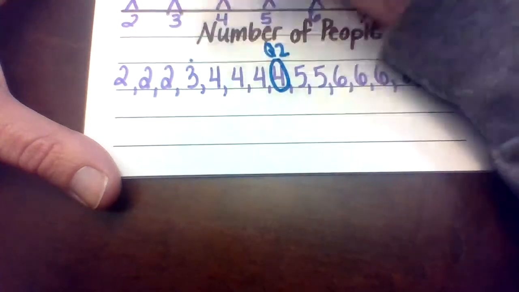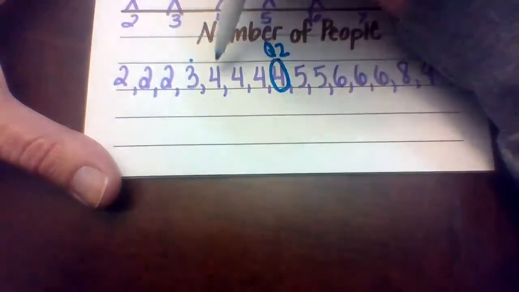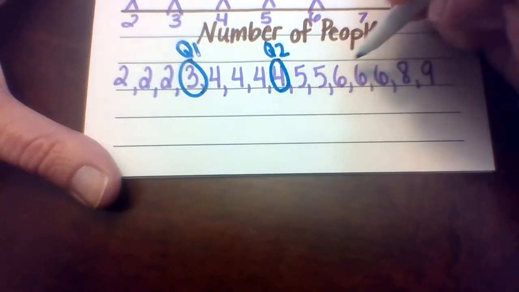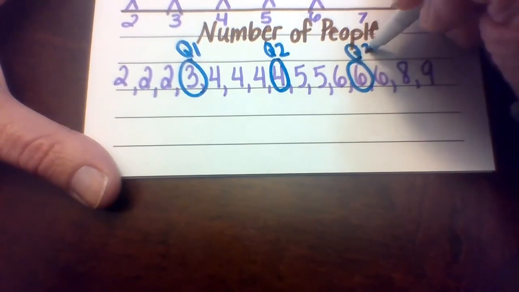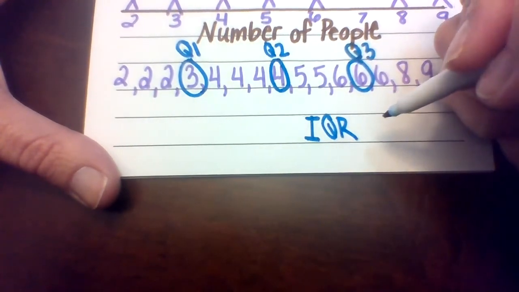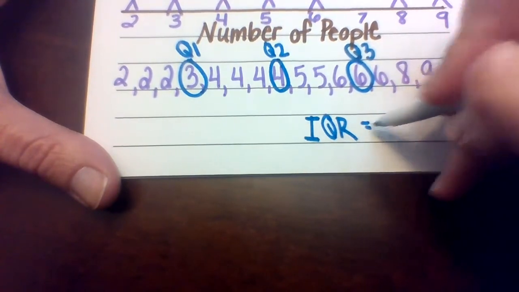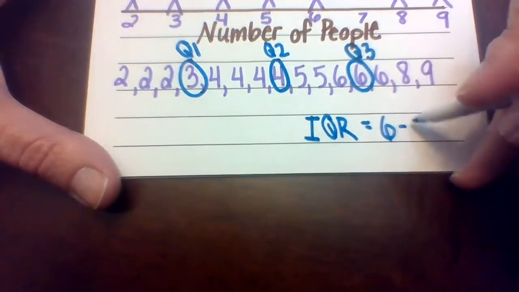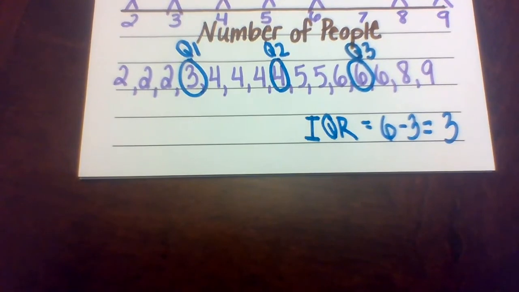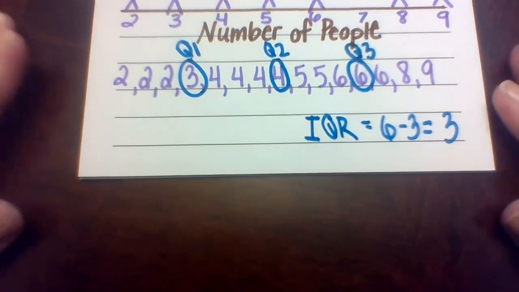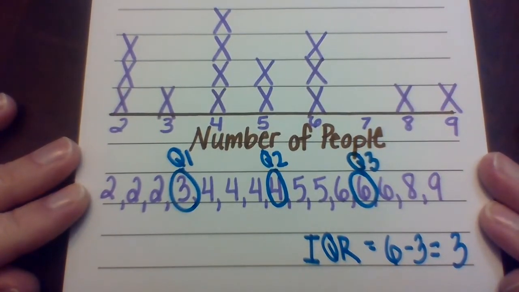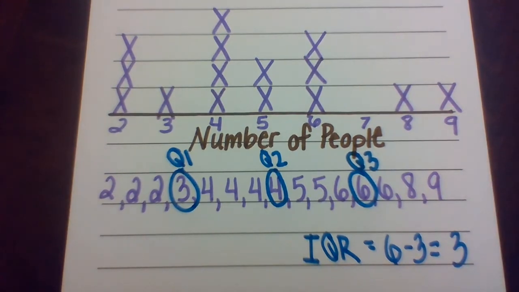So it looks like this should be my Q1. I'll have 3 pieces here and 3 pieces here. And this should be my Q3. So now to find my IQR, I'm going to take my Q3, which is 6, minus my Q1, which is 3, and that'll give me an IQR of 3. Okay, so there you have it. It is very simple to find your IQR with a line plot or a dot plot because our data is already in order for us from least to greatest.